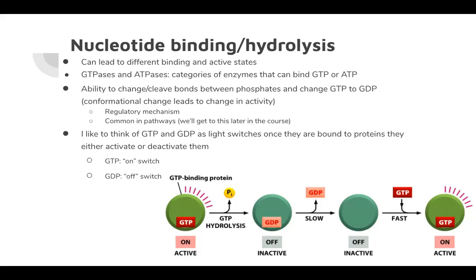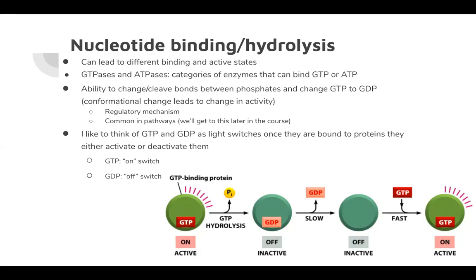Much later on, we're going to be looking at signaling pathways, so there'll be JAK-STAT pathways and survival signaling pathways, and this will make a lot more sense. Also, when we look at nuclear import and export, you'll see how GTP plays a role in activating proteins. Then when the protein is bound to GDP, the protein kind of shuts off. So I tend to think of GTP and GDP as light switches. When they're bound to a protein, they either activate or deactivate it.